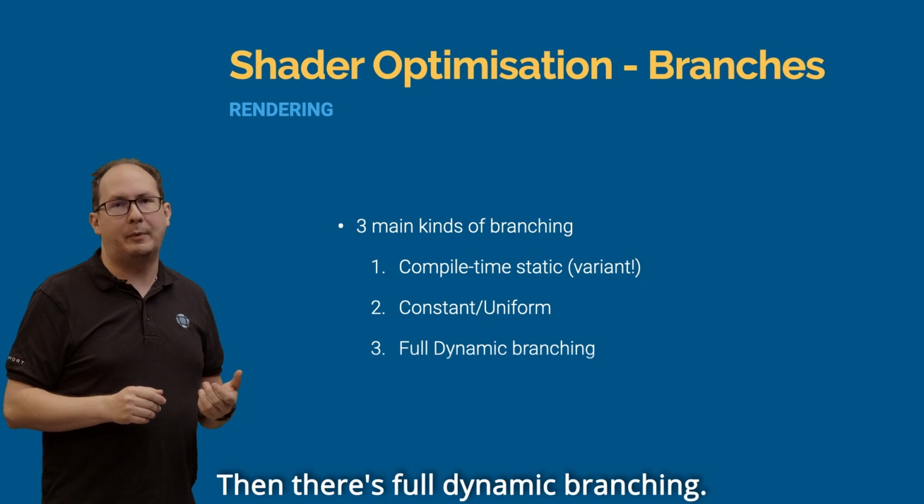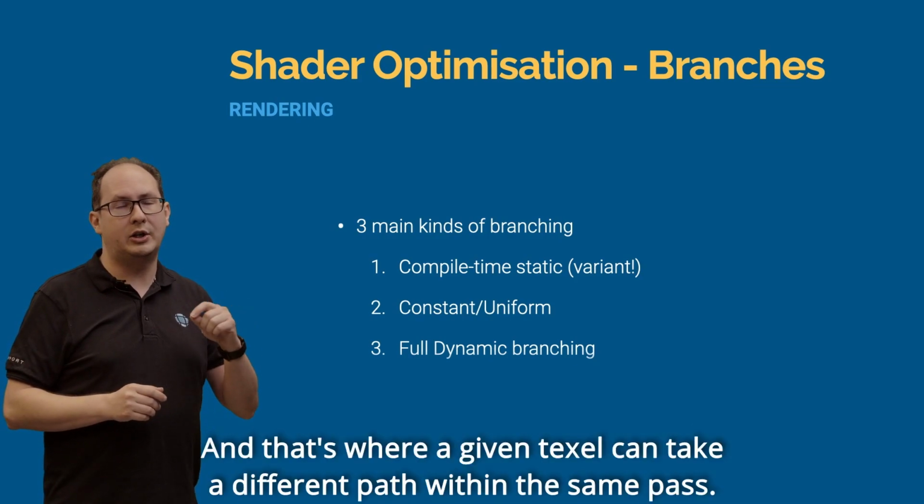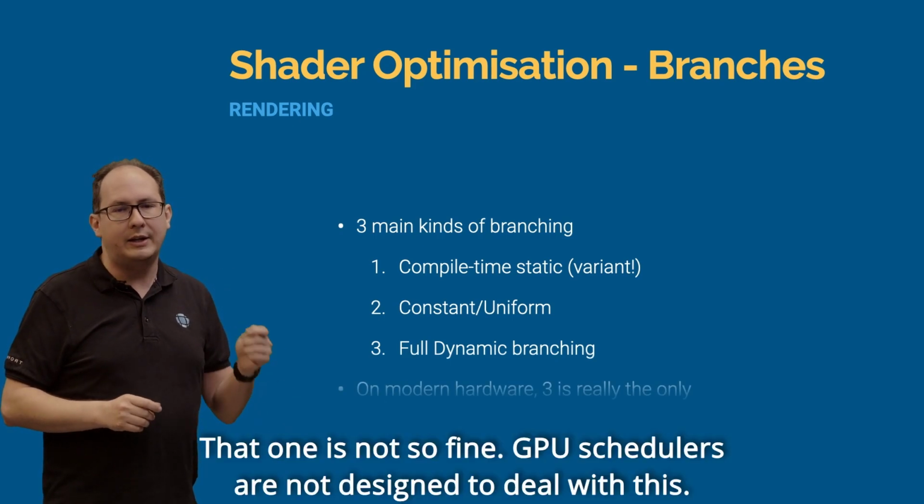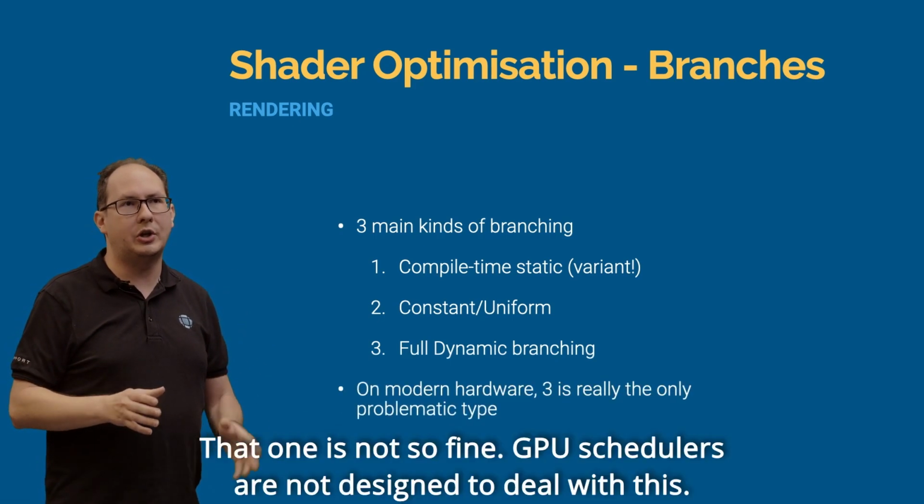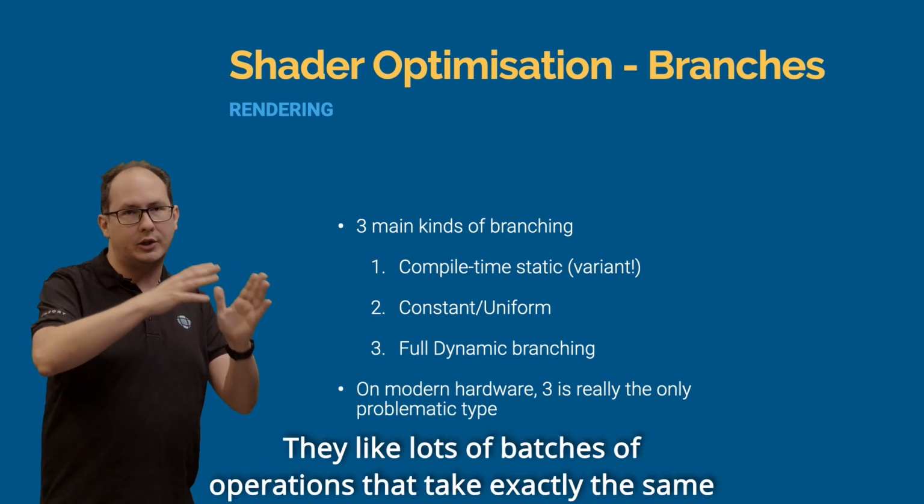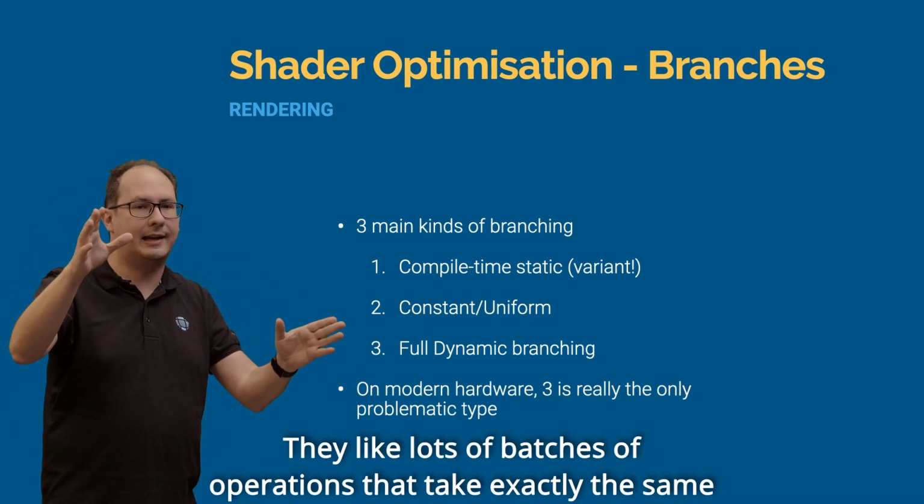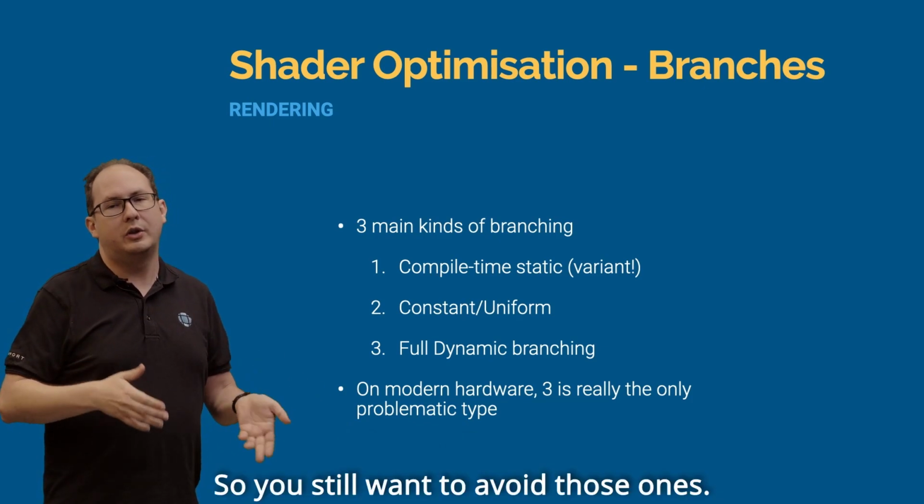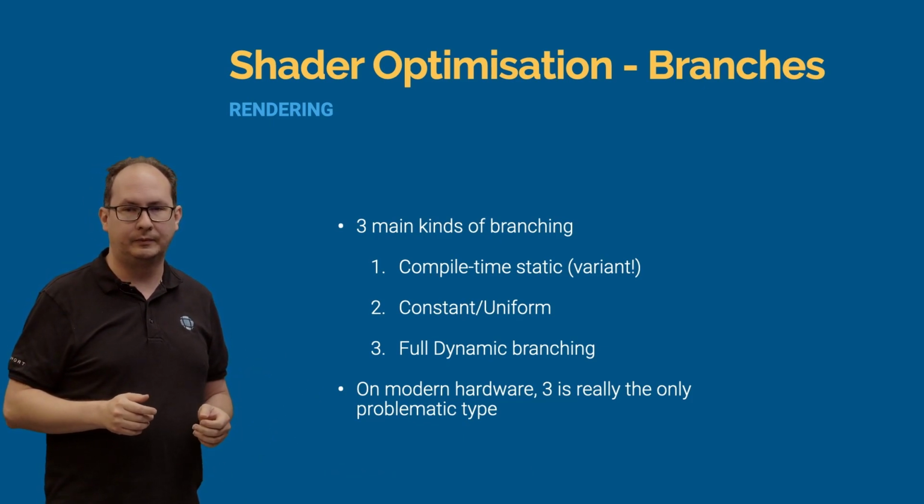Then there's full dynamic branching, and that's where a given texel can take a different path within the same pass. That one is not so fine. GPU schedulers are not designed to deal with this. They like lots of batches of operations that take exactly the same amount of time. It's how they work. They're massively parallel computers. So you still want to avoid those ones.